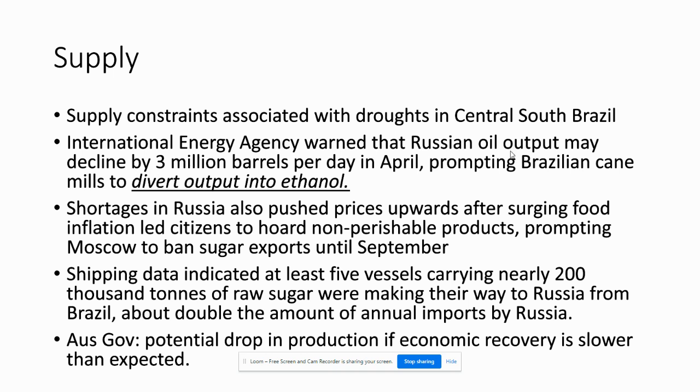The IEA has warned that Russian oil output may decline by 3 million barrels per day in April. I think it'll be a lot more than that when push comes to shove, prompting the Brazilian cane mills to divert output into ethanol. I've underlined that because that is what I'm talking about when it comes to the ethanol wildcard. Oil prices are going through the roof. The oil supply cannot come back online as quickly as people think. We are going to be in for one hell of a rude shock when it comes to oil and gas prices. People will start screaming around the world, and voters will be putting pressure on their local legislators to do something, in inverted commas.